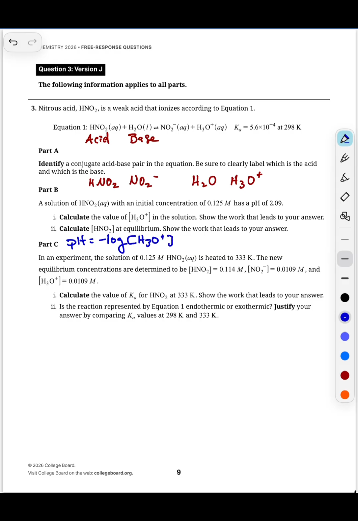So we undo that, and we now have the molarity of H3O plus is going to be equal to 10 to the negative pH. And so we have the pH value given to us, so we just plug that into our expression here. So our molarity of H3O plus is equal to 10 to the negative 2.09. So then we solve for that, and then we end up getting 8.1 times 10 to the negative 3 molar, and that is our molarity. So that is our answer for the first question here for part B.